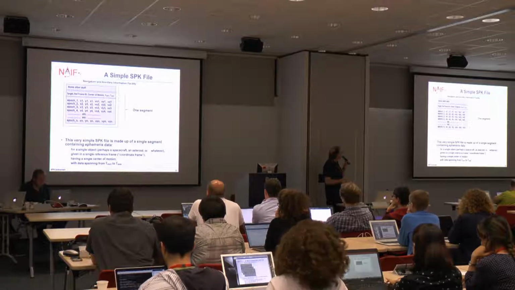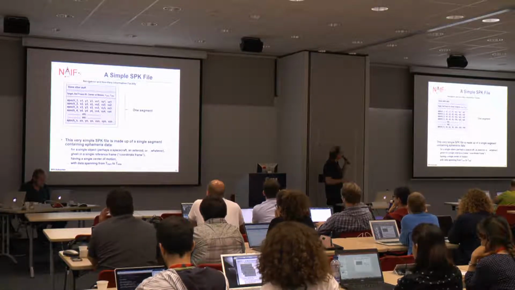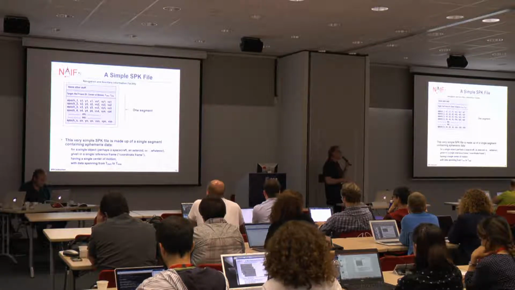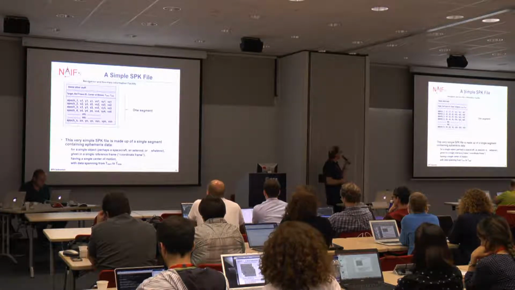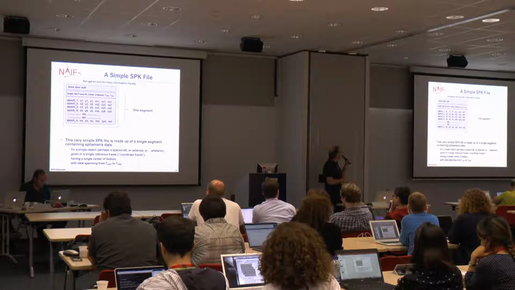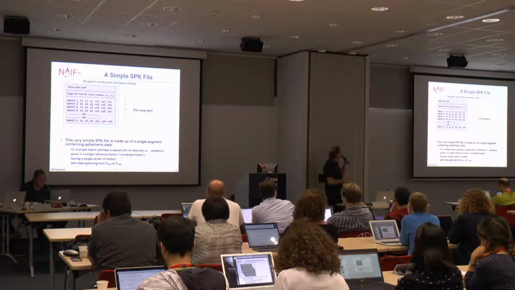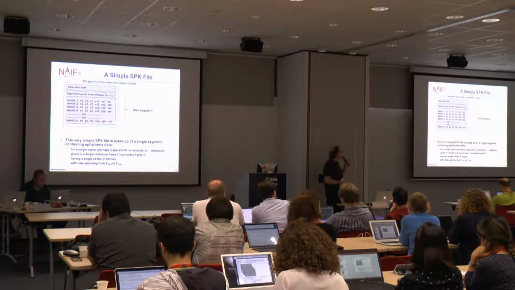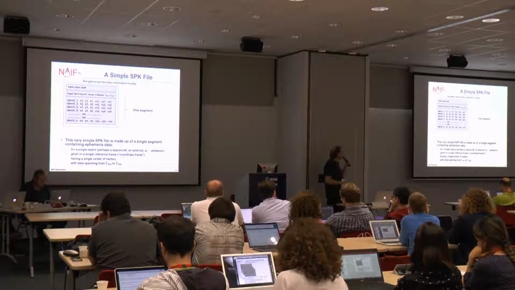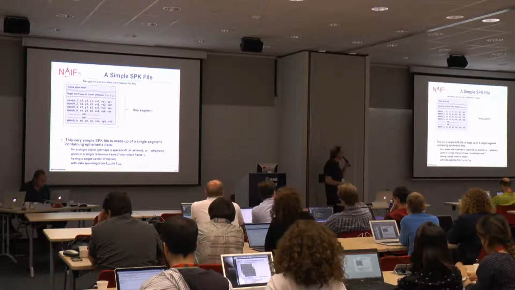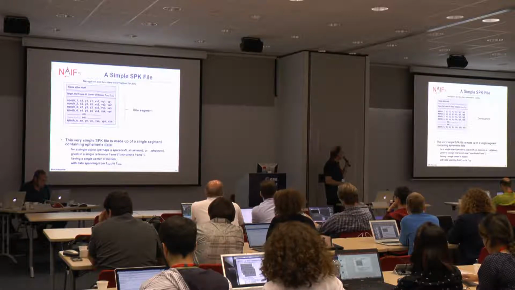So a simple SPK file might contain just one segment, and it has some other stuff. We mentioned that every binary SPICE kernel has a comment area. That's part of what this other stuff is. And then the segment with this metadata and the data. So this simple SPK file has ephemeris data just for a single object in a given reference frame, having a single center of motion with data spanning from t-start to t-stop.